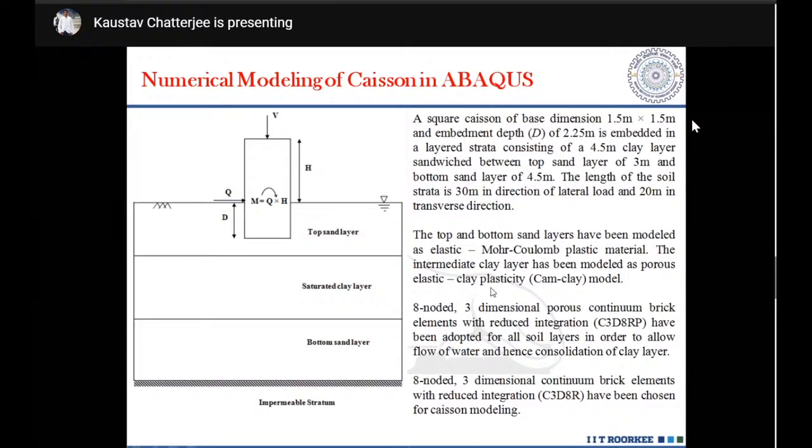Now, the top and bottom soil layers, how have we modeled? The top and bottom soil layers have been modeled as elastic Mohr-Coulomb plastic model, whereas the clay layer is modeled as a Cam-Clay model. Okay, that is what we have taken. And we have assumed 8 noded 3-dimensional porous continuum brick elements for the flow of water through these soil layers. This is what we have assumed in Abaqus.